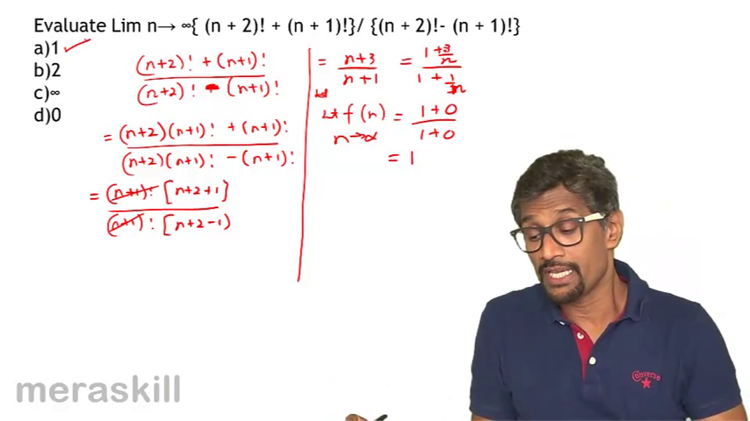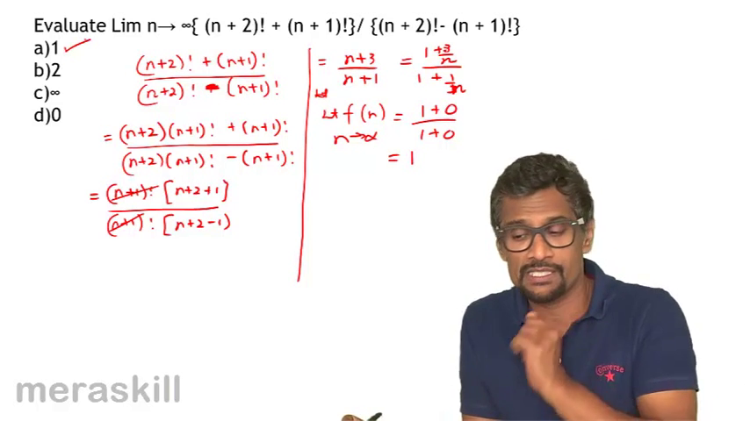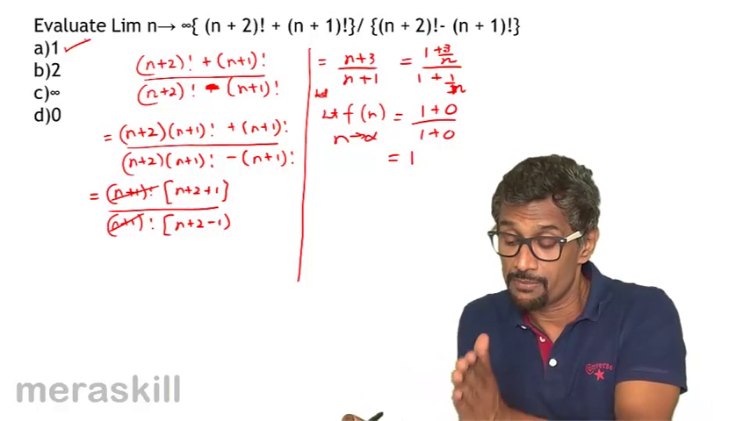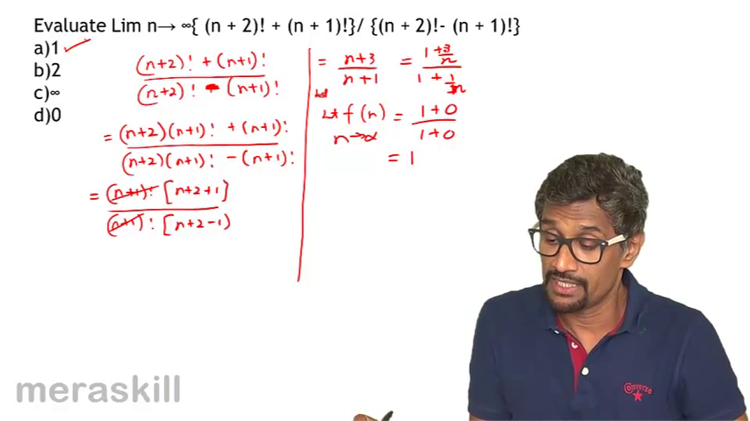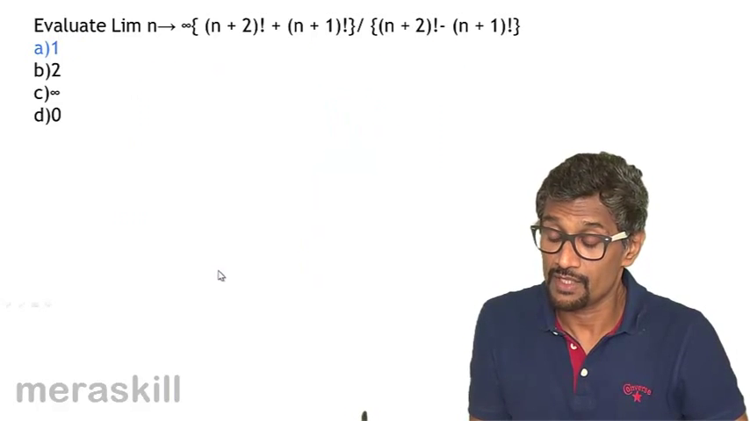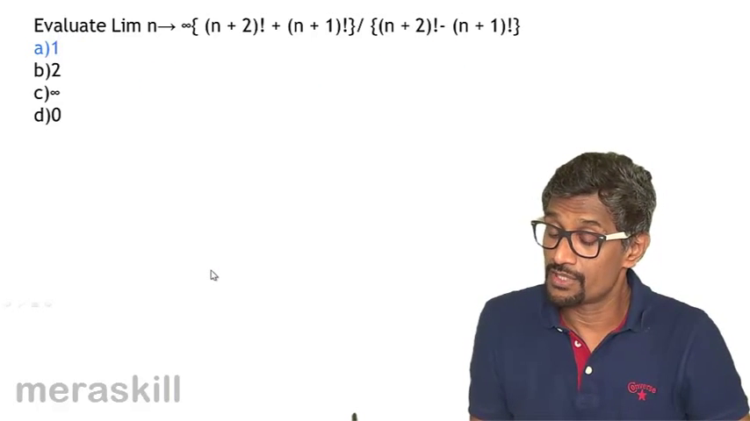Right. So again, this is a different kind of a sum wherein we need to brush up our concepts of factorial, take out the factorial term common, and it gets cancelled. Yes, the answer is 1.